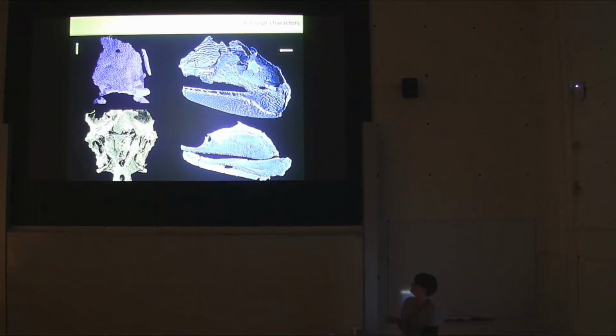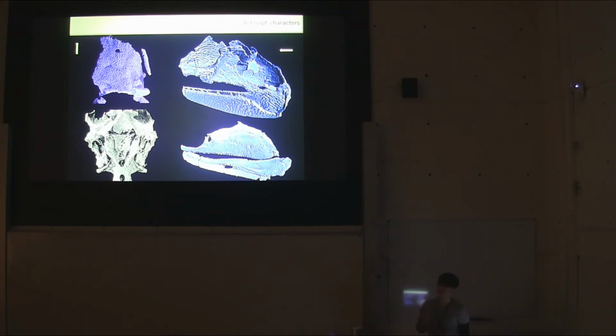So I'll run through a couple of the actinopt characters. It's got this kind of what we call a ganoid ornament on its skull roof, so we know immediately that it's an actinopt fish. It's got an enclosed dorsal aorta, so this is the brain case. We're looking at the ventral surface, and this is the main blood vessel that would have supplied the head, the eyes, the brain, everything. So it's quite an important character.